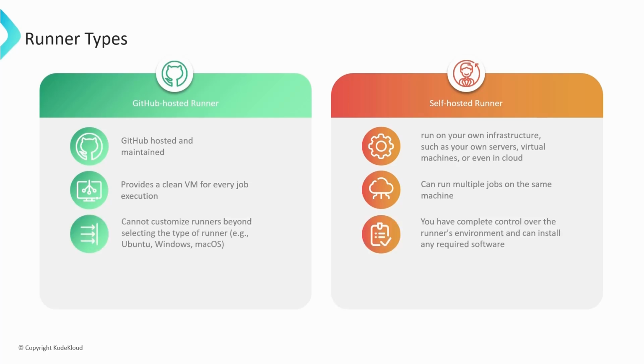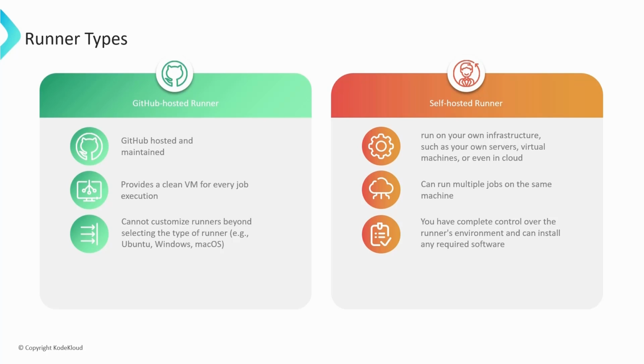And the third point is, within the GitHub hosted runners, you cannot customize the runners beyond selecting the type of the runner, such as Windows, Ubuntu, and macOS, but we cannot install additional software or make system level changes. Whereas in the self-hosted runner, you have complete control over the runner's environment. You can install any required software, configure the runner to your needs, and even use it to run workflows that require specific hardware or software configurations.